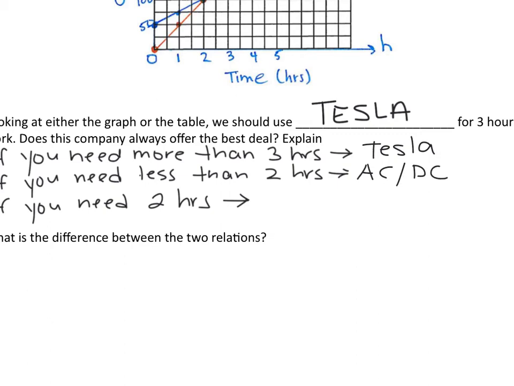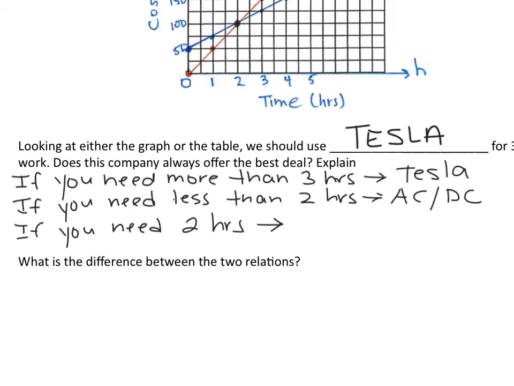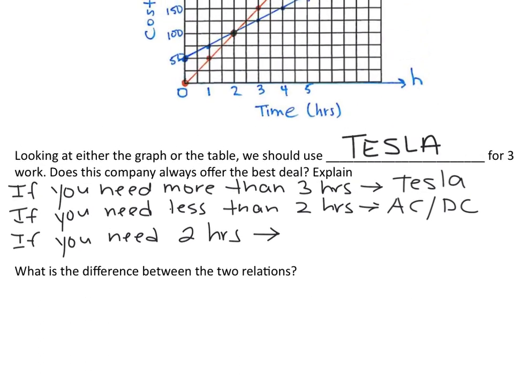If, however, you need exactly 2 hours of work, remember, both companies charge the exact same price of $100. So really, it's your preference which company you choose, and it doesn't matter because they're both going to charge you $100. So you could choose either company at the 2-hour mark.